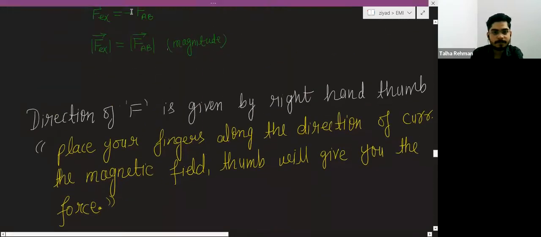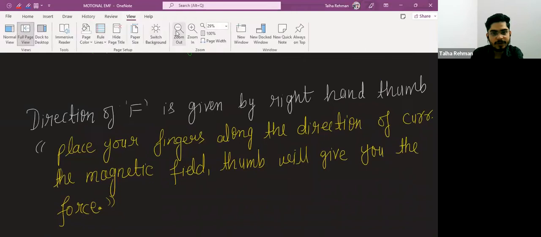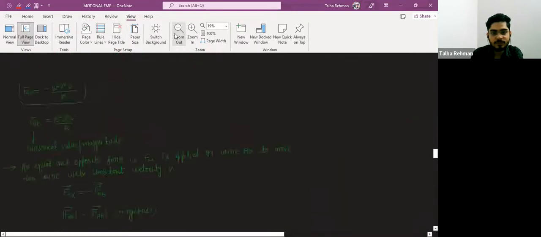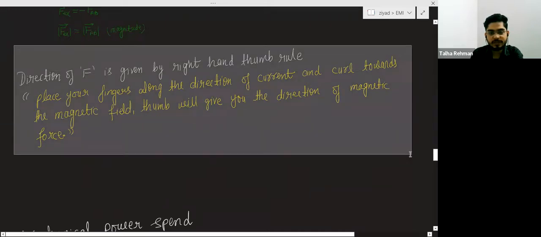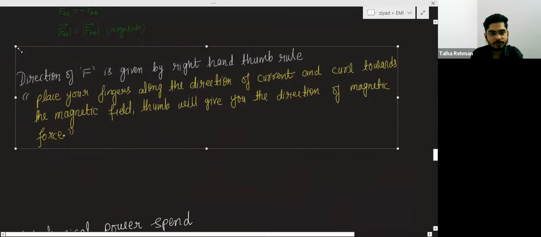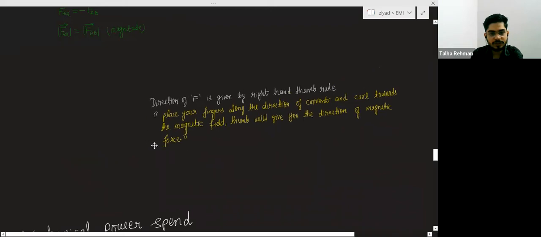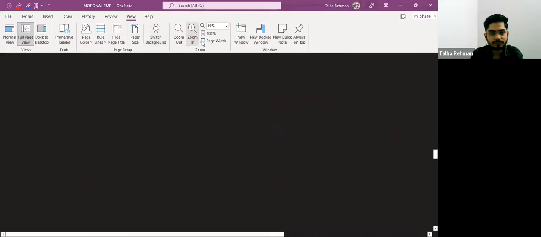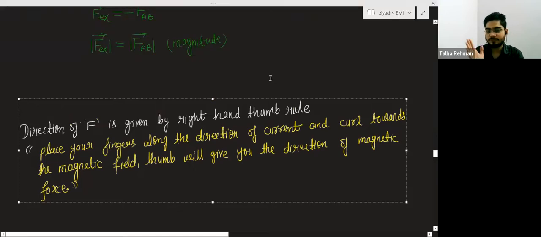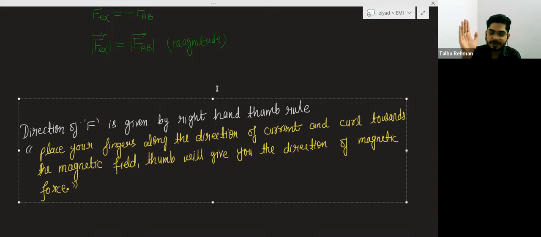Now, I have already written here this statement of the right-hand rule to calculate the direction of the force due to the induced current. I have told you: point your fingers towards the direction of the current and curl towards the magnetic field, whatever the direction of the magnetic field. The thumb will give you the direction of the magnetic force.